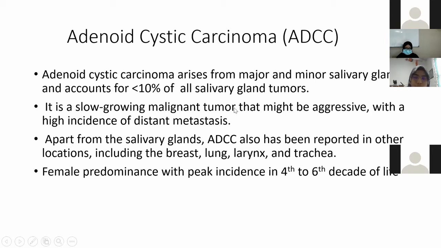So just a bit of background about adenoid cystic carcinoma. It arises from the major and minor salivary glands, and usually accounts for less than 10% of all salivary gland tumors. It is a slow-growing malignant tumor that might be aggressive with a high incidence of distant mets. Apart from the salivary glands, adenoid cystic carcinoma has also been reported in other locations including breast, larynx, lung, and trachea. There is female predominance with peak incidence in the 4th to 6th decade of life.